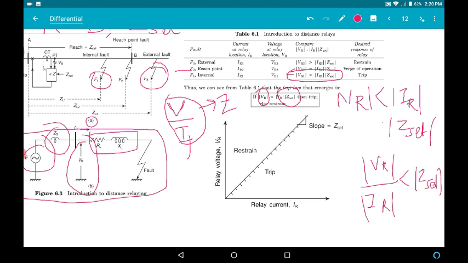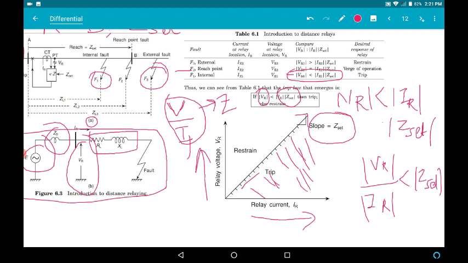That means if you see carefully, this VR versus IR relation is a simple straight line. If I draw IR on the x-axis and VR on the y-axis, then I will get a straight line with a slope of Z set. So as long as the slope is less than Z set, the relay should trip. Everything below this black line will be a trip region. That means if your impedance is below this, the relay will operate. Above this, it will not operate, it will restrain. So this is the fundamental working principle of a distance relay.